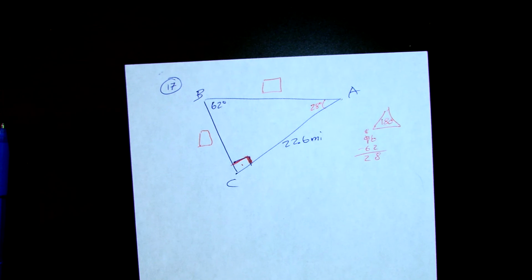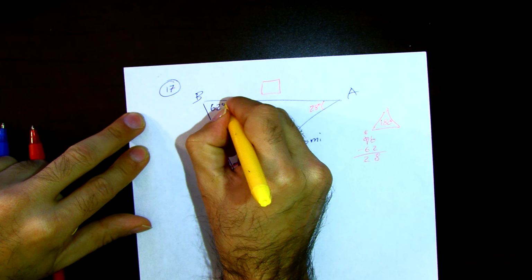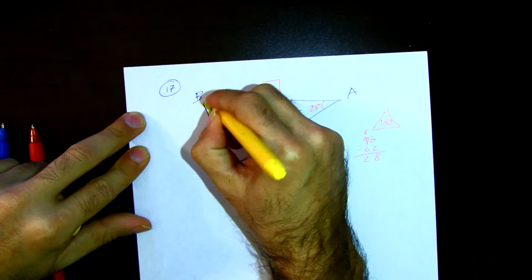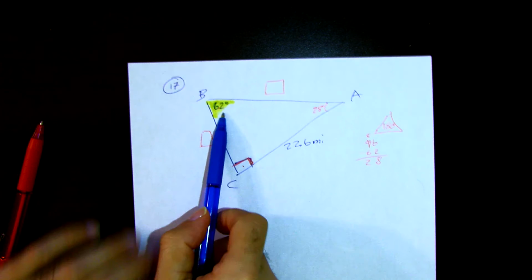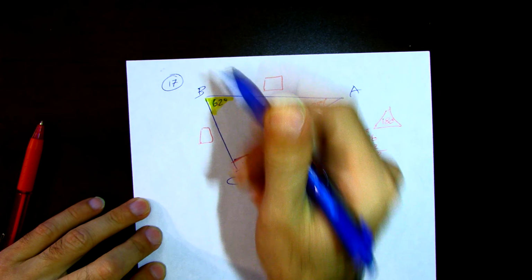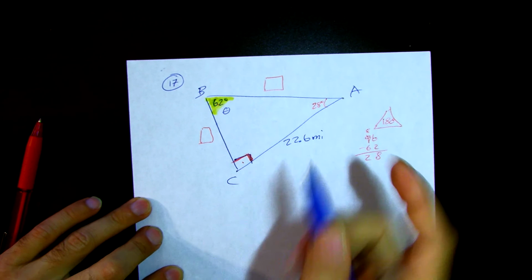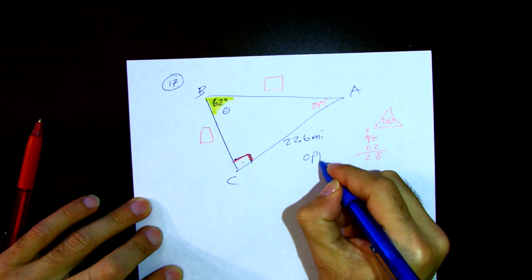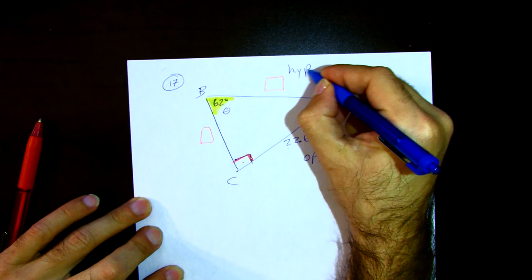Now, even though that's 28 degrees, I'm still going to use 62. I'm 1,000% sure that 62 is correct because they gave it to you. It was part of the problem. They said this one's 62. Okay, I figured out 28, but I'm still going to use 62 as my theta. So this is theta. Then we'll label the opposite, the hypotenuse, and the adjacent.